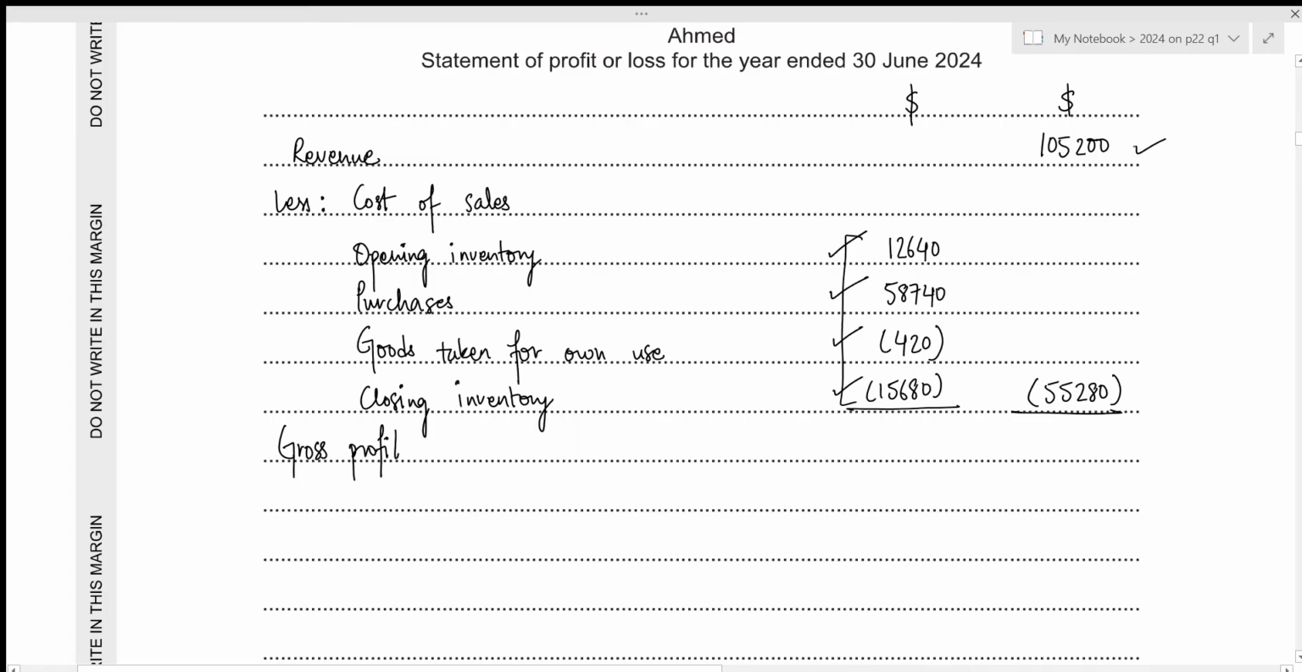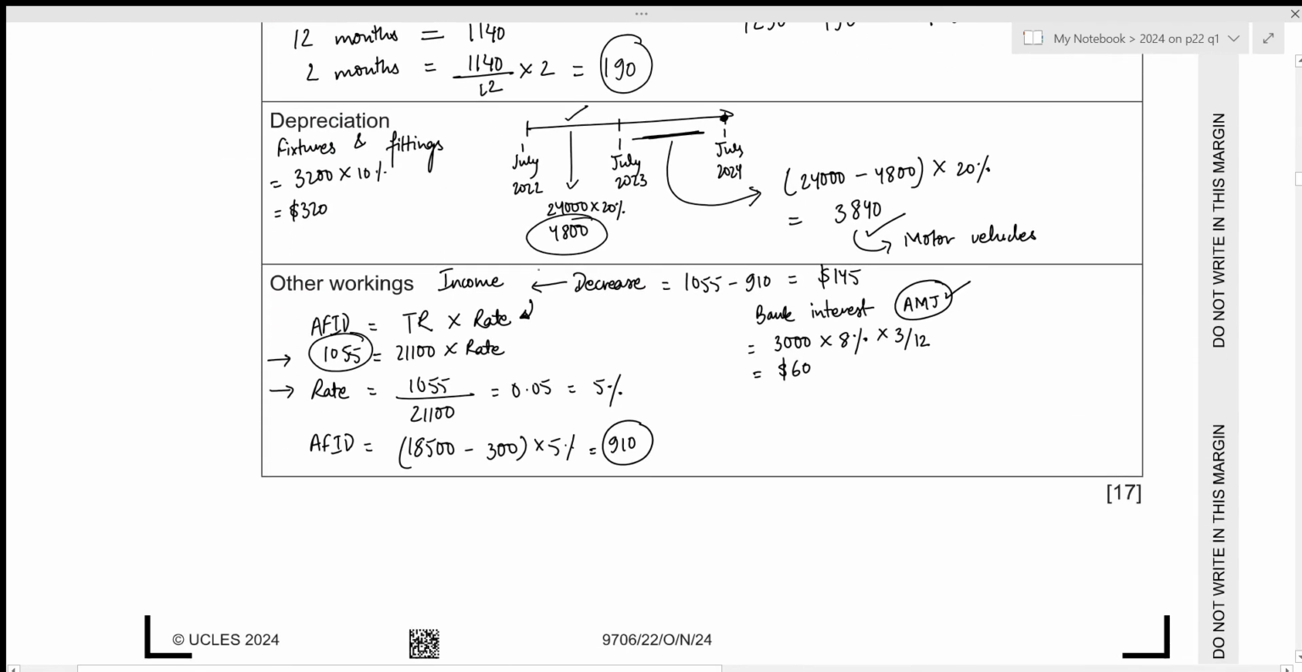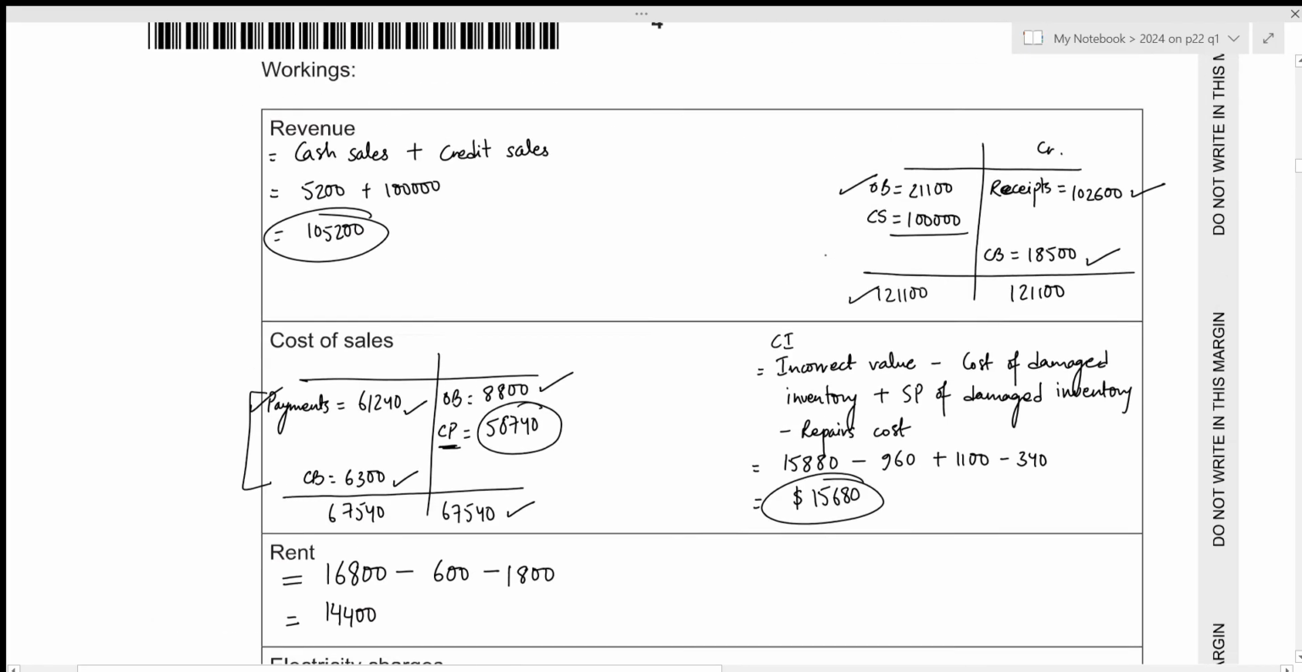That will be 105,200 minus 55,280, which results in 49,920. Now, if there is any other income, we need to add it. In this case, we calculated that there was a decrease in allowance for irrecoverable debts, which should be treated as an income. So we need to include this 145 as part of the other income. Let's add it.